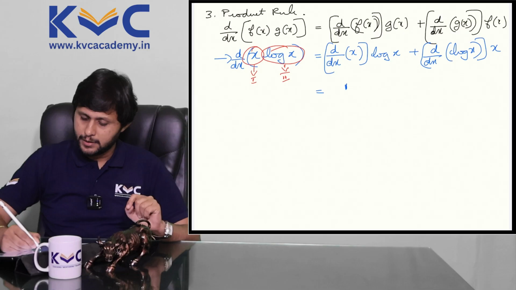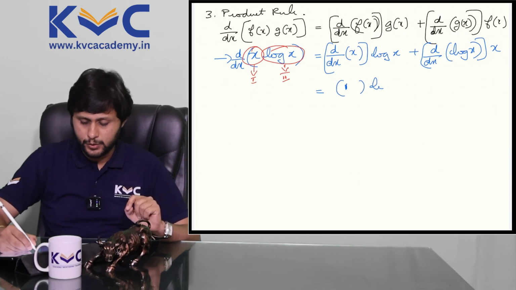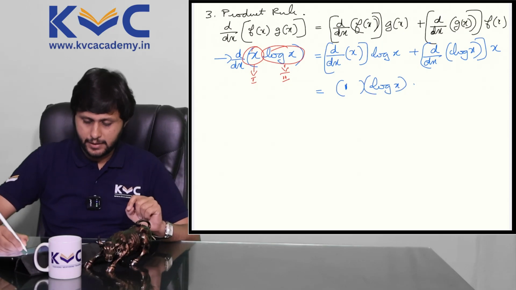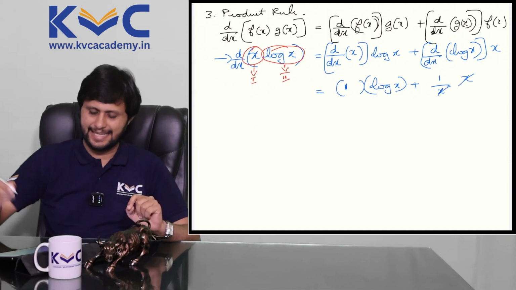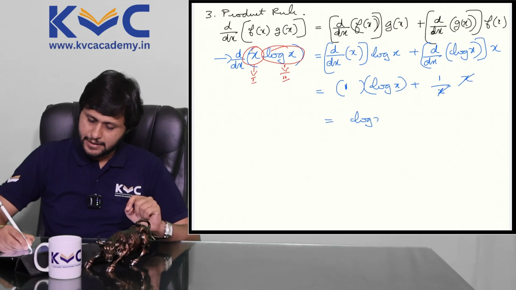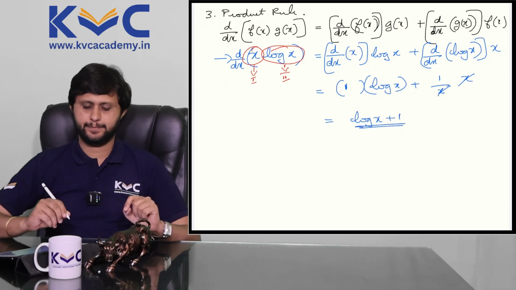Differentiation of log x is 1 by x, but we don't have to differentiate, so it becomes 1 into log x. Okay. Plus differentiation of log x is 1 by x. X we have to leave as it is, so x and x cancel. So what we get is log x plus 1. This is the final answer.